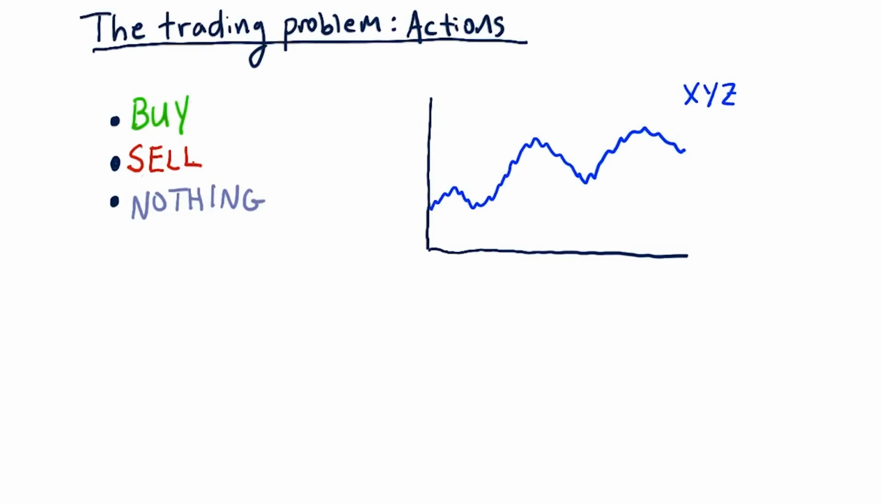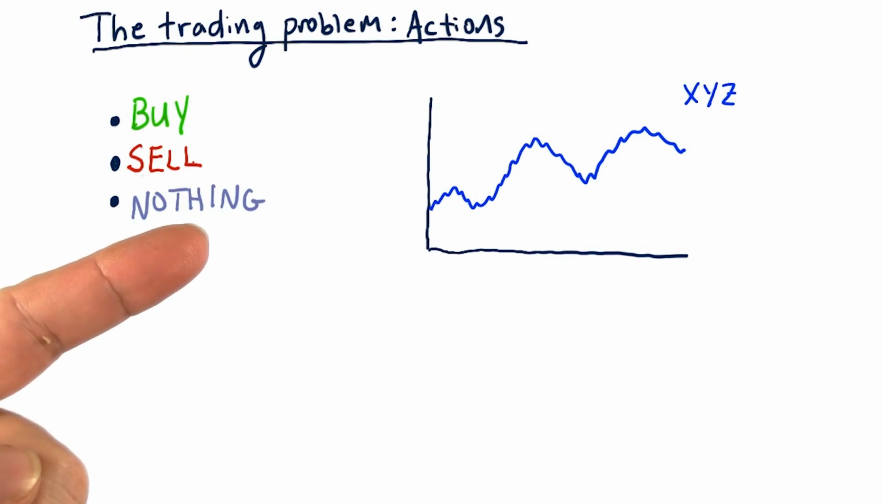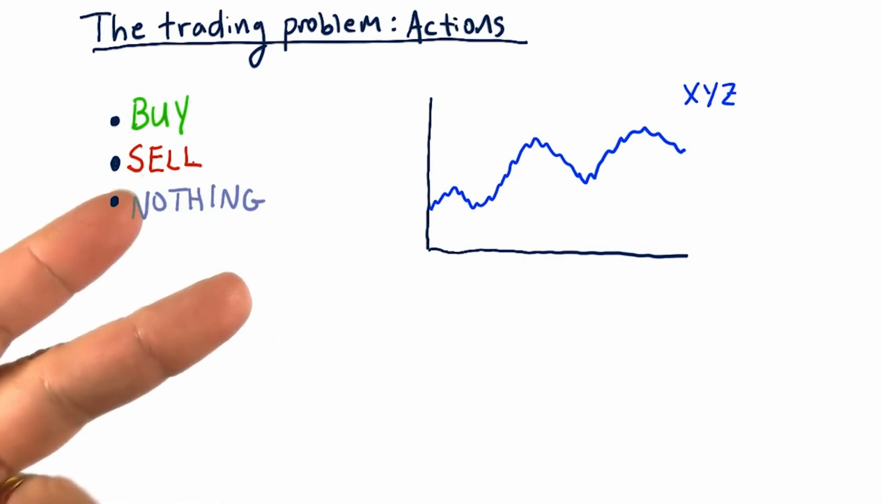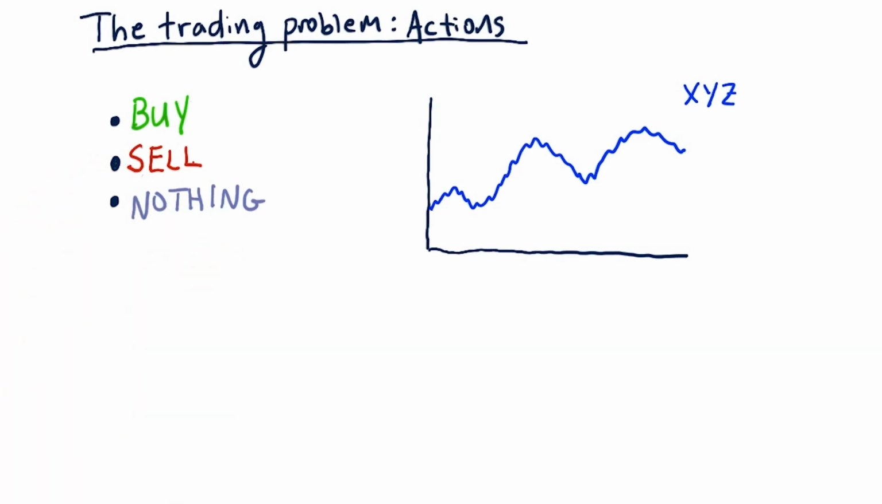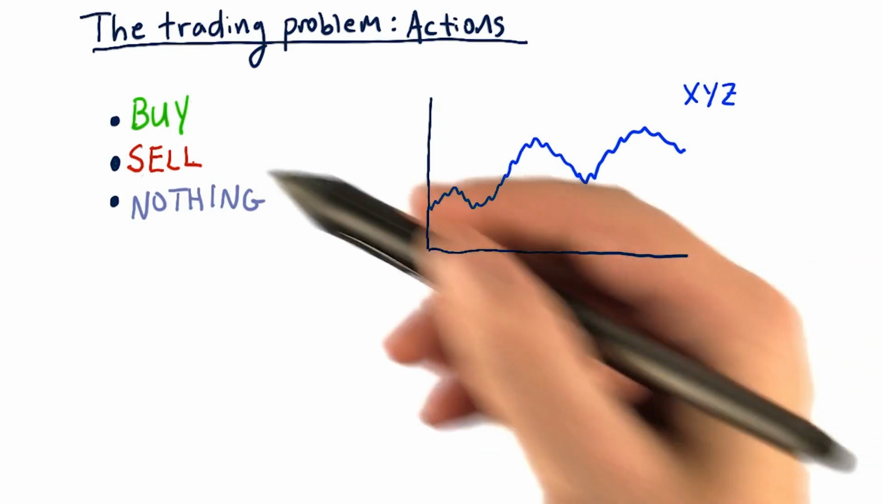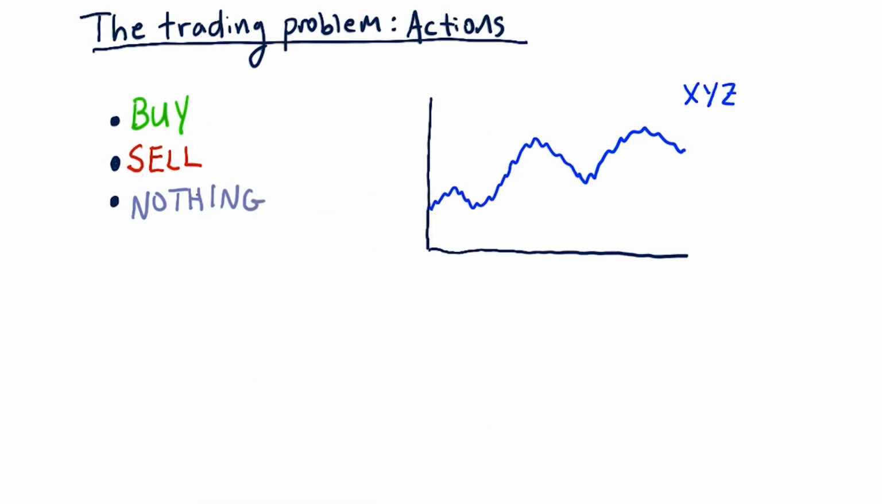the stock trading problem into a problem that Q-learning can solve. To do that, we need to define our actions, we need to define our state, and we also need to define our rewards. Let's start here first with actions. It's actually pretty easy. We just have three actions: buy, sell, or do nothing.